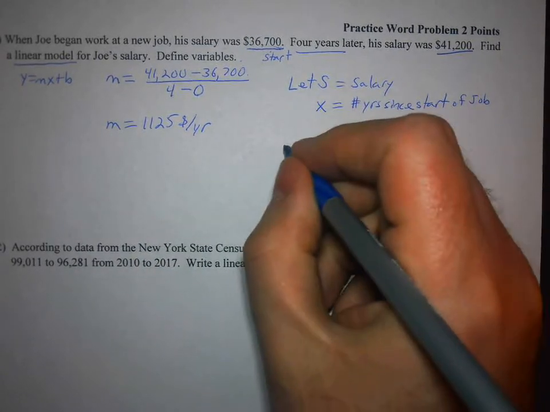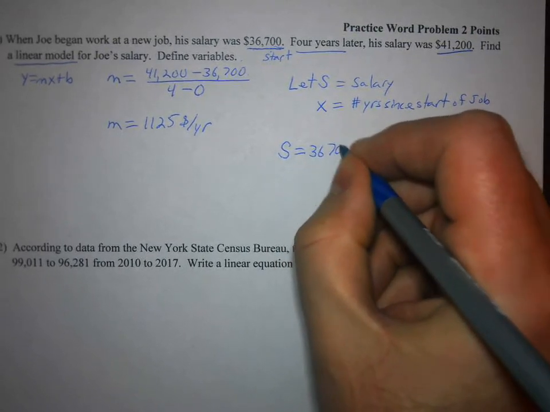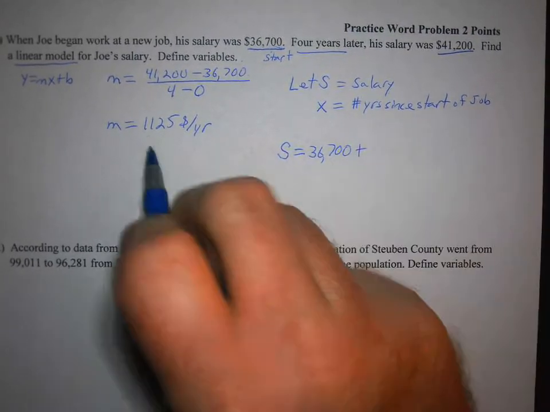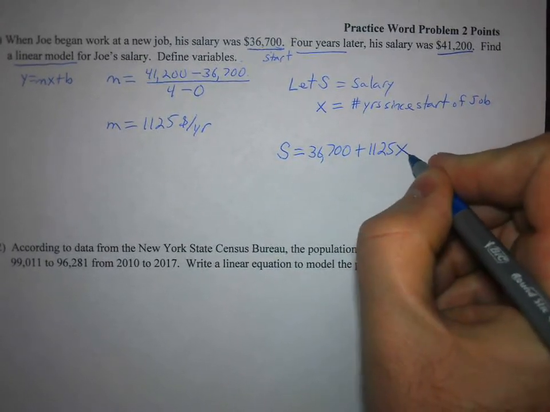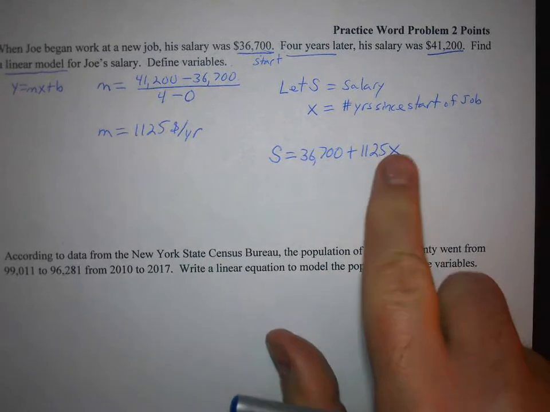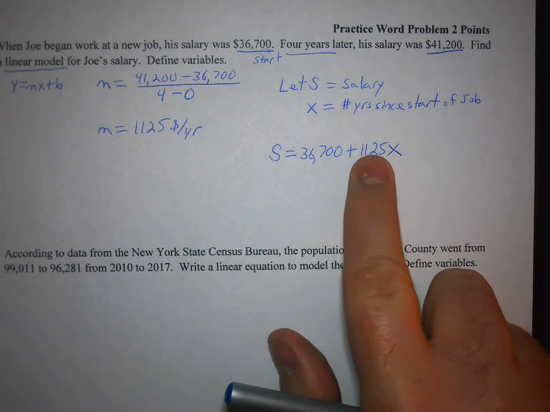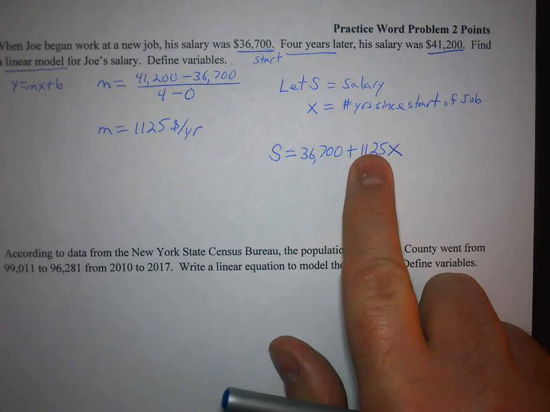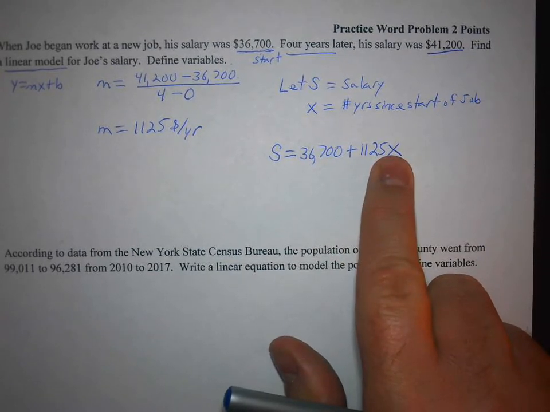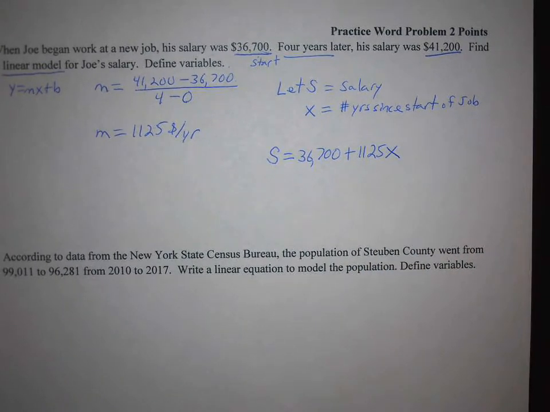So we could say, for our equation, salary equals starting at $36,700 and then adding $1,125 every X value, every year. So in 1 year, it'll increase by $1,125. In 2 years, it'll increase $1,125 twice. In 5 years, it'll increase $1,125 times 5. And when I say it, I mean his salary, his total salary. Okay, so there's the equation of that line.